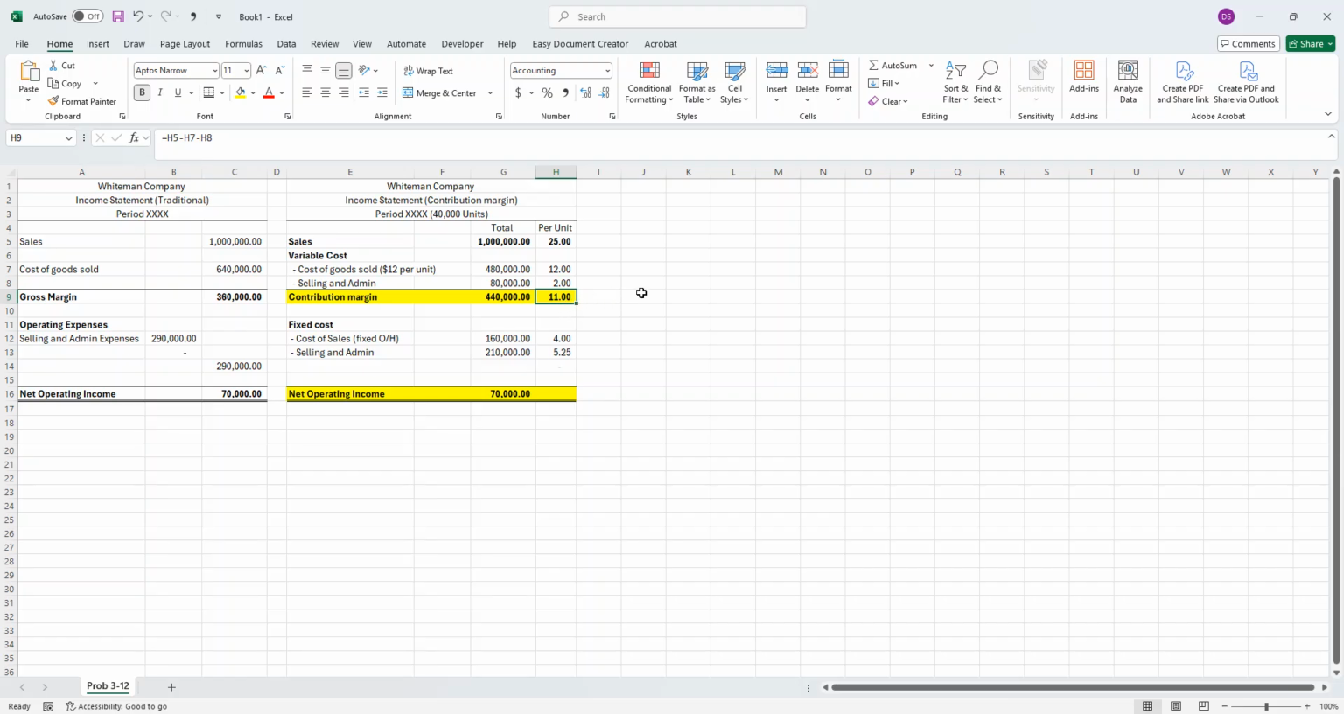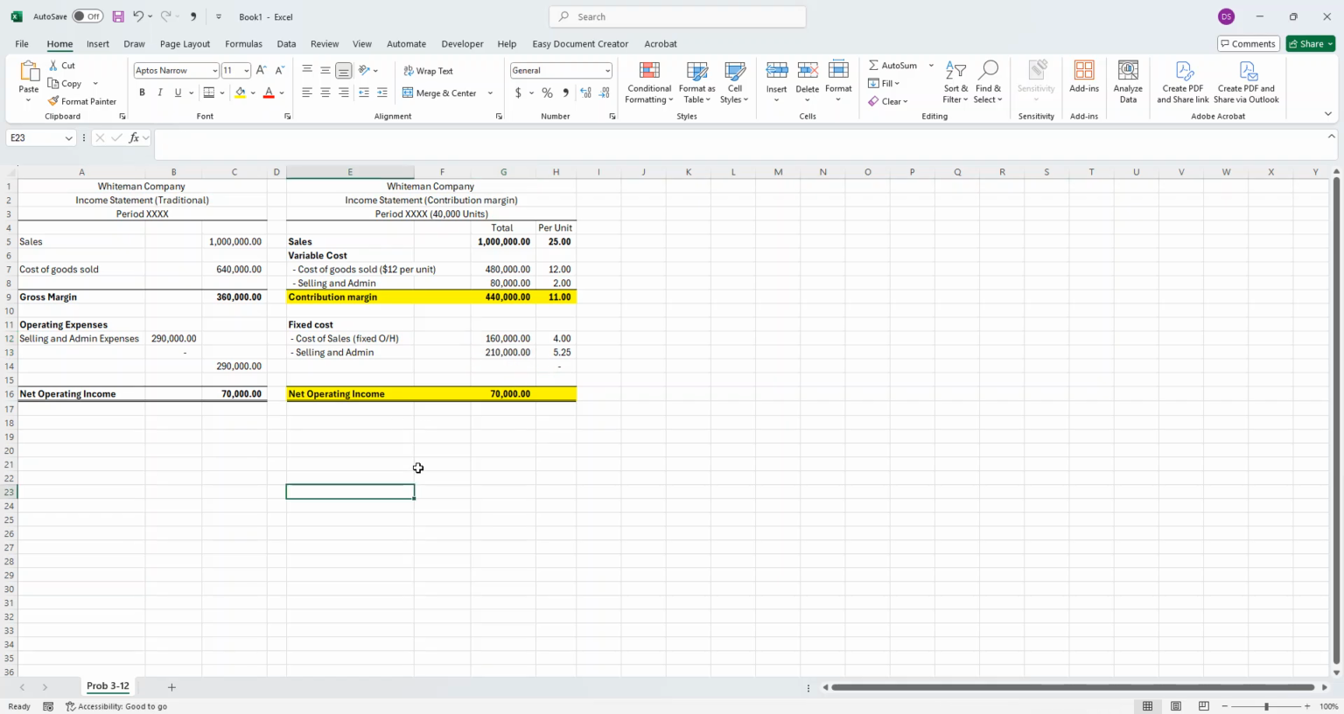Now with that being said, even if I don't give you this amount, and you already know that this $11 per unit is your contribution margin, you can simply multiply that by 40,000. You should be able to determine the contribution margin regardless of the information that's given with your sales, cost of goods sold, and selling and admin. And this piece here remains constant in total amount.